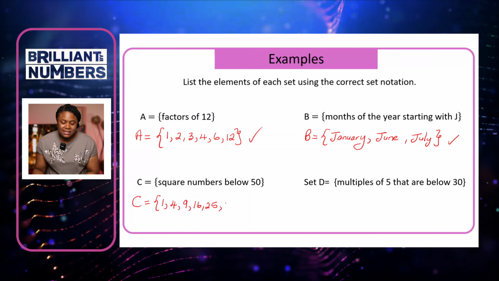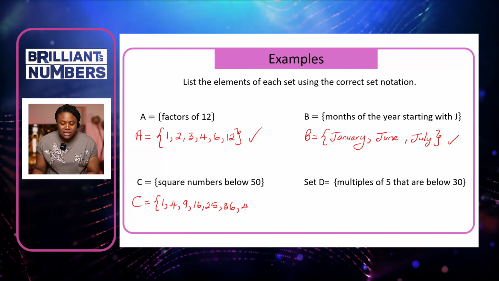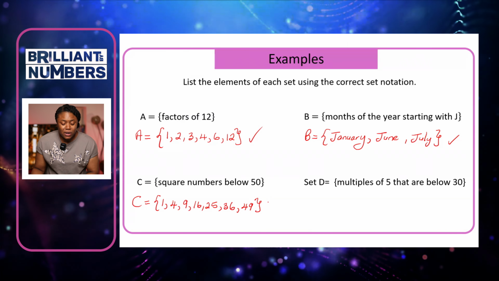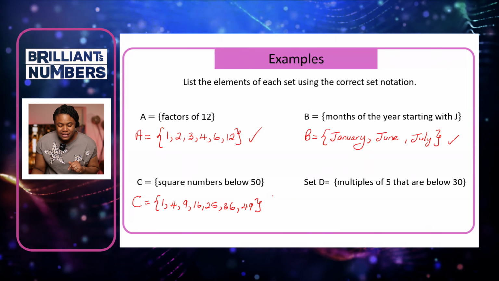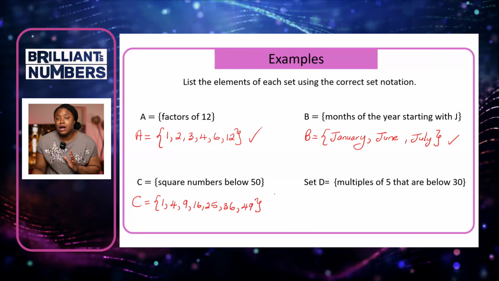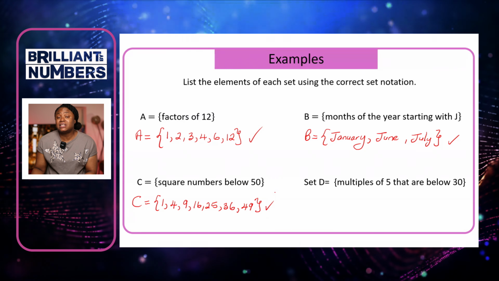6 times 6 is 36. 7 times 7 is 49. And we can see we cannot go on to another one because we would have passed the criteria, which is 50. So these are all the square numbers that are below 50. We check that off and we go on to part D.